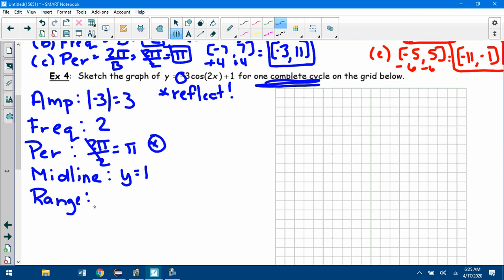What would the range be? Well, we go from -3 to 3, but then we're bumping up 1. So we'll end from -2 to 4. So your final graph should go between -2 and 4.